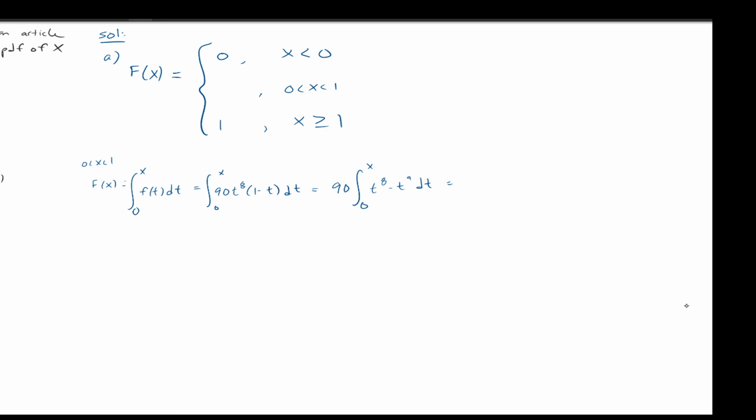And that is going to be, let's see, 90 times 1 over 9 t to the 9 minus 1 over 10 t to the 10 from 0 to x. Now we can reduce that. Let's see, we get 10 times x to the 9 minus 9 x to the 10. So that's our CDF when we're in the interval 0, 1. So 10 x to the 9 minus 9 x to the 10. So that would be our CDF, part A.